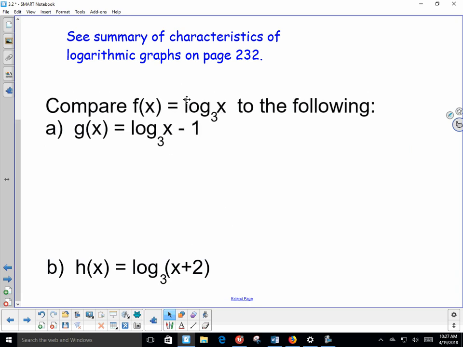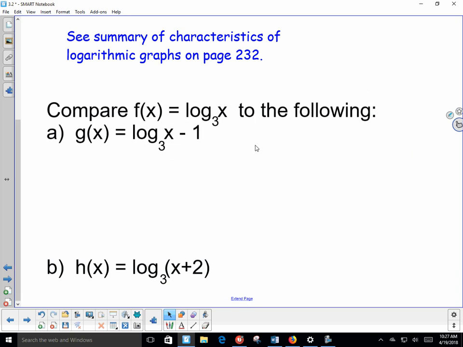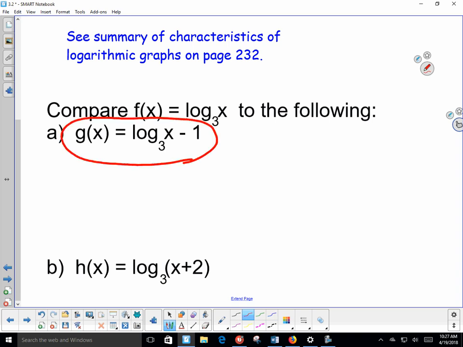So if I have log to the base 3 of x as my parent function, and that's the one that you're graphing or have graphed or will graph, what change has been made to get this function, g of x, log to the base 3 of x minus 1? Garrett? So we just shifted it down one, right? Shift down 1.